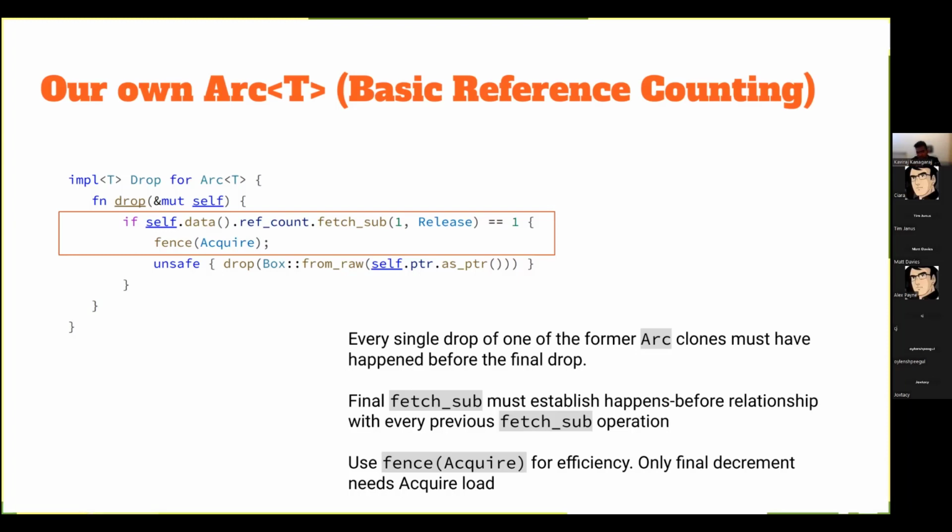Another thing is we use a fence here. This is for optimization purposes. Like I said, we don't need this happens-before ordering every other time, right? We only need it for the last drop. So every other time, it's just a simple relaxed load, but it does an acquire load only at the final drop, via these fences.